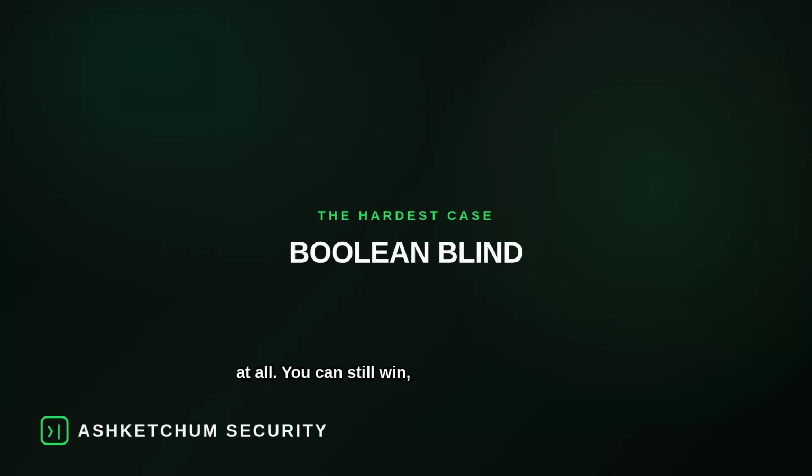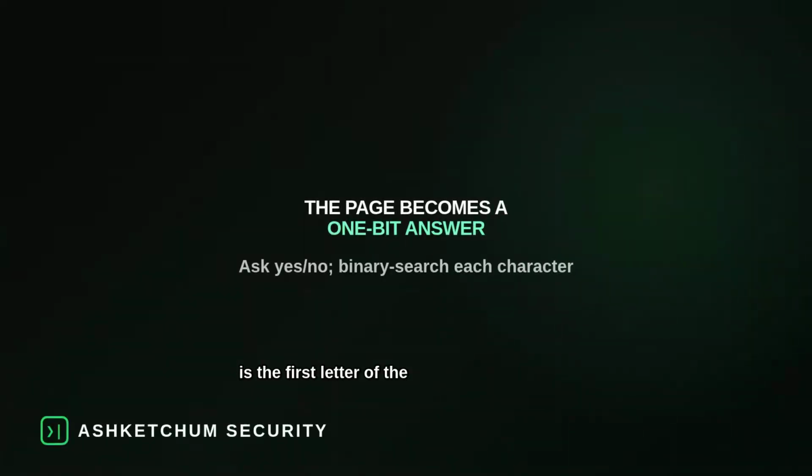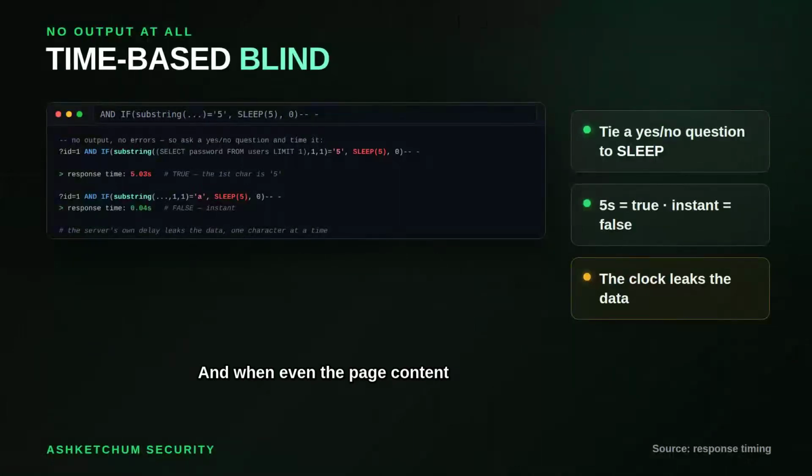You can still win by asking yes or no questions. This is boolean-based blind. You inject a condition like, is the first letter of the admin password greater than M? If it's true, the page loads normally. If false, it looks different. Maybe a product vanishes. So the page itself becomes a one-bit answer. You binary search each character, letter by letter, reconstructing the data purely from how the page behaves. Slow, but unstoppable. And when even the page content doesn't change, you've got one final lever, time.